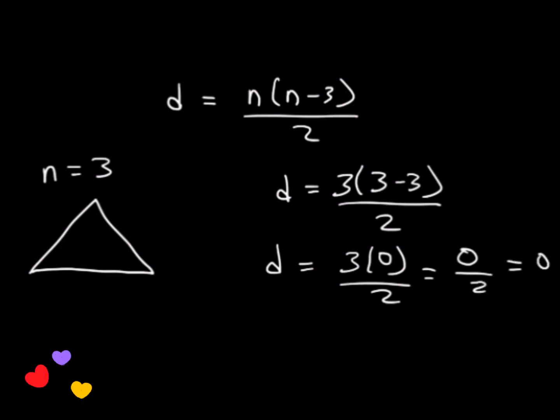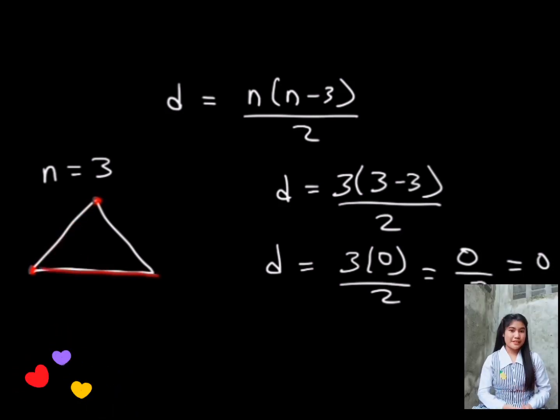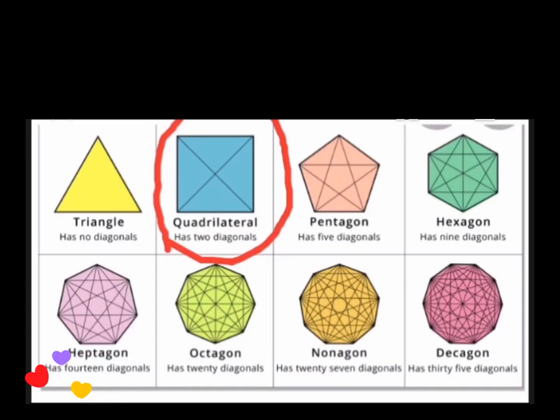The red lines here represent only the sides. So dili siya diagonal. Sides na siya sa triangle. So in this figure, there is no diagonal. Therefore, triangle has no or 0 diagonal.